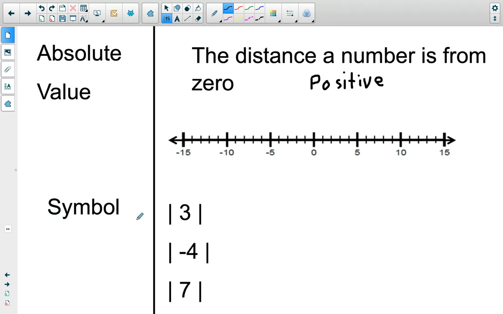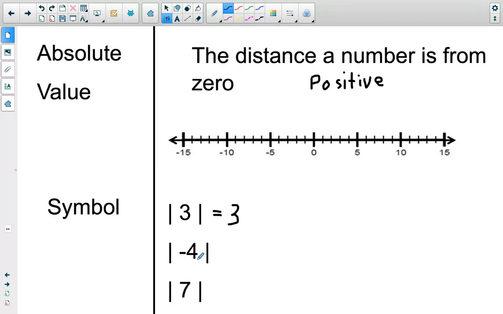Let's look at this symbol for absolute value. It's these 2 bars that go around the number. You do treat them as grouping symbols when you do order of operations, but it's 2 bars that indicates absolute value. So what's the absolute value of 3? Well, how far is 3 from 0? 1, 2, 3. It is 3.